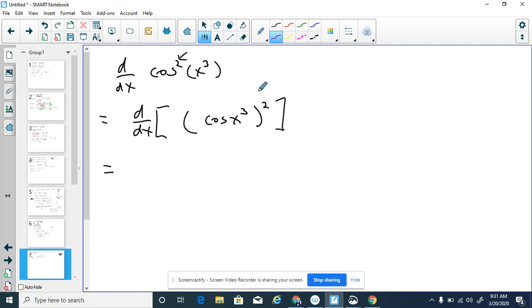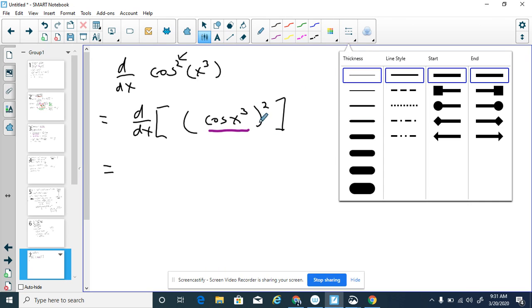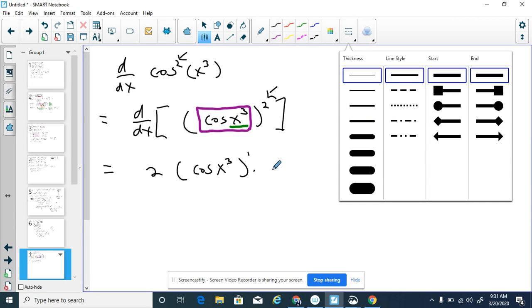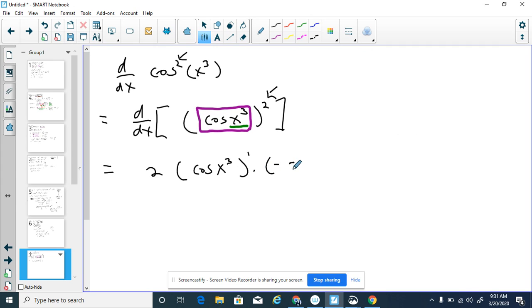So you first want to view this as stuff squared, and the derivative of stuff squared is just going to be 2 times stuff, don't mutilate stuff, to the 1, subtract 1 from that exponent, times the derivative of stuff. So now what is stuff? Stuff is what I underlined in purple. That is still a composition. So how do you view that? You view that as cosine of more stuff. So what is the derivative of cosine of more stuff? It is going to be negative sine of more stuff, don't mutilate more stuff, times the derivative of more stuff.